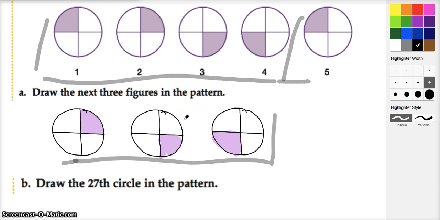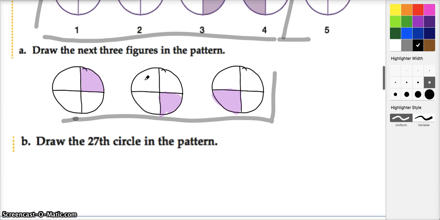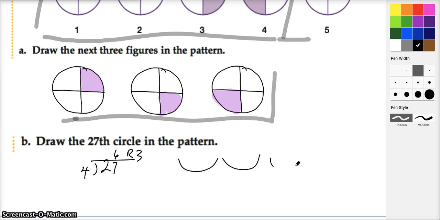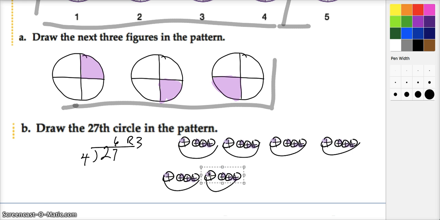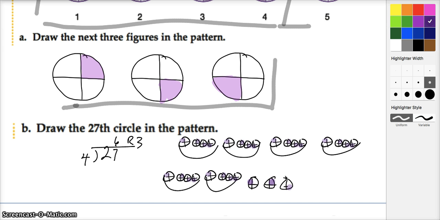What would you do? Hopefully you're thinking about the fact that in 27, there are several groups of 4. So how many groups of 4 in 27? We can figure that out by doing a little bit of long division. 4 goes into 27 6 times with a remainder of 3. So that means I've got 1, 2, 3, 4, 5, 6 sets of 4 circles. Let me just do that. Okay, so here we go. 6 sets of 4 circles, and then I've got 3 more that are left over.